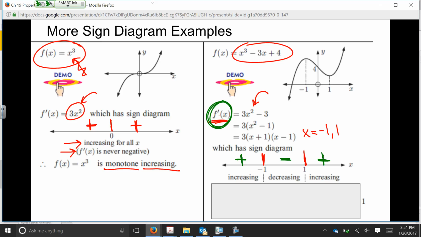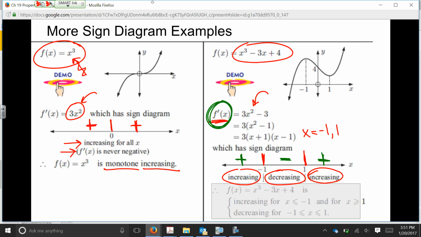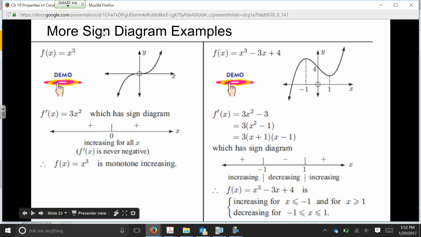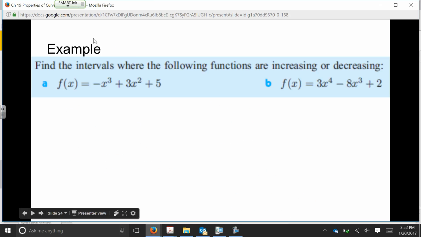All right? So based on that, we can say that the function is increasing when x is less than or equal to -1 and greater than or equal to 1, and is decreasing in the middle. So again, increasing for x less than or equal to -1 and greater than or equal to 1, decreasing when -1 is less than or equal to x is less than or equal to 1. So again, we're using the derivative to understand when the function is increasing or decreasing.